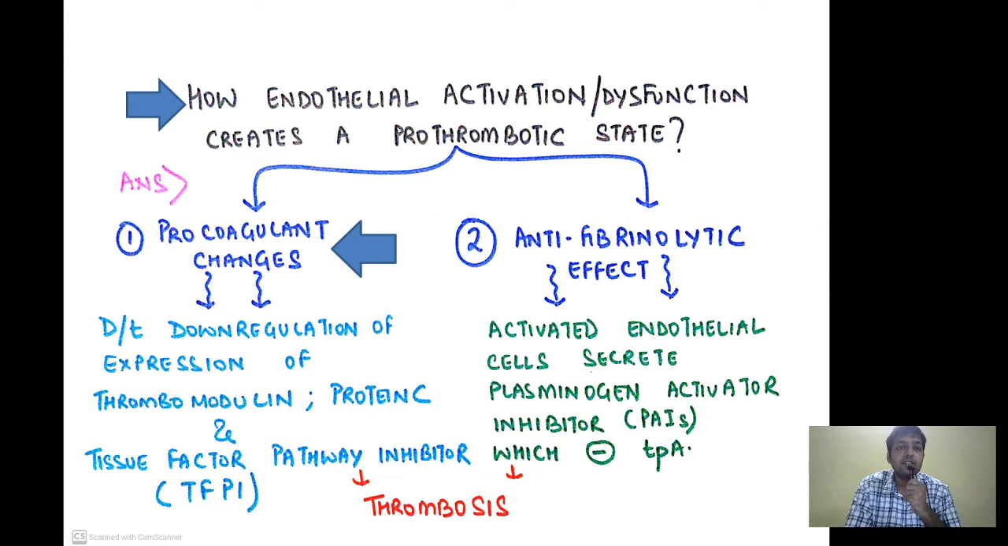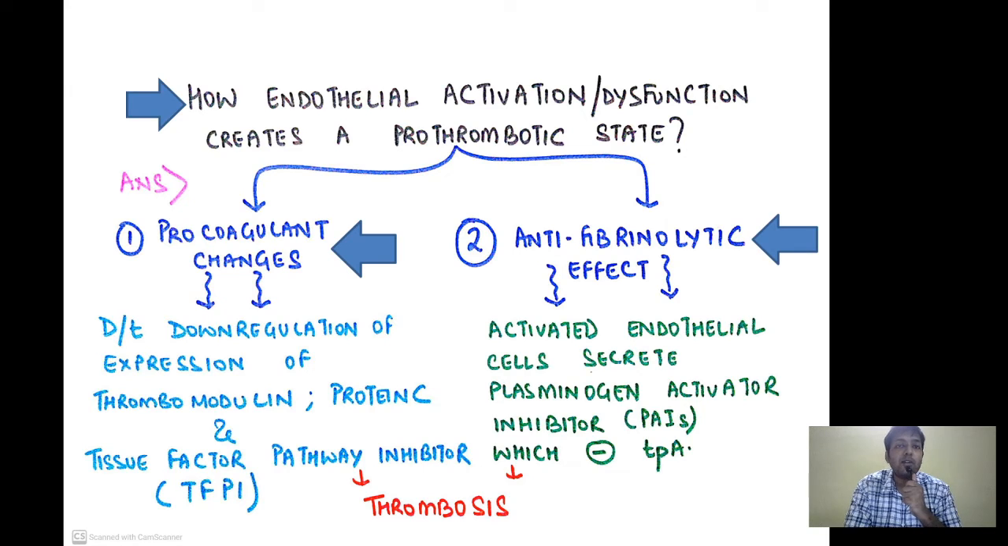One is that it causes procoagulant changes. This occurs because of the down regulation of expression of certain factors like thrombomodulin, protein C and tissue factor pathway inhibitor. If you have seen my previous lectures, you will know that all these three factors are responsible for the anti-thrombotic activity of the endothelium. But if the endothelium is activated, the levels of all these three factors will come down, and this will create procoagulant or prothrombotic changes.